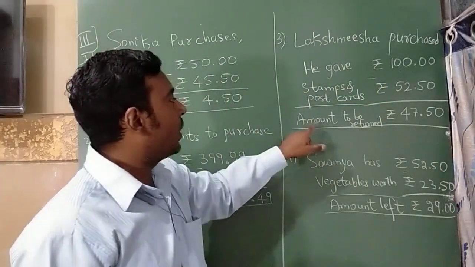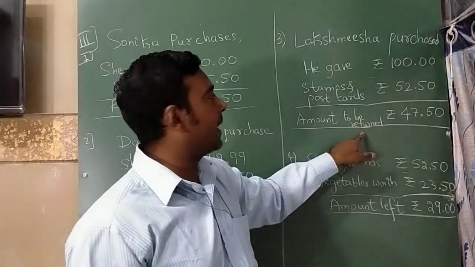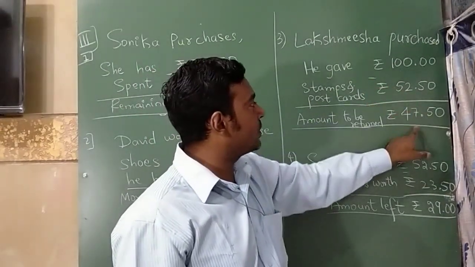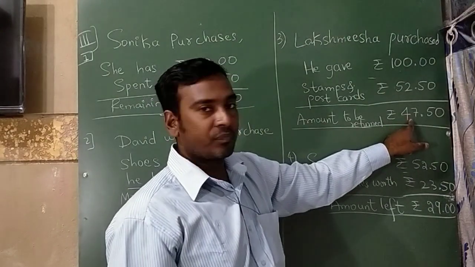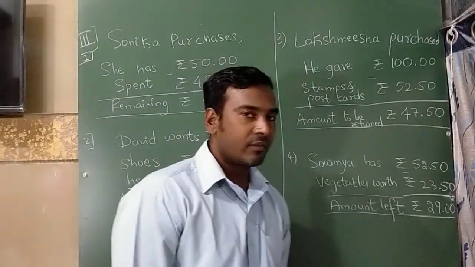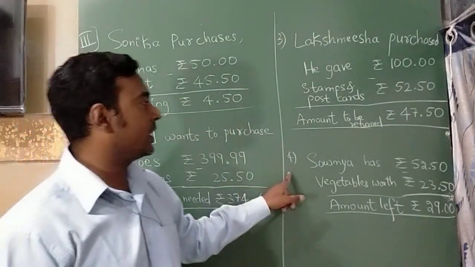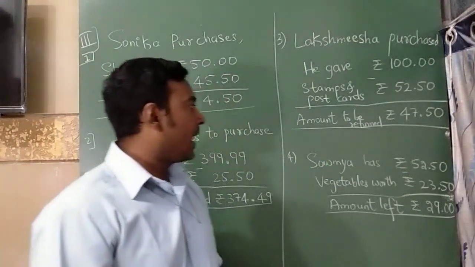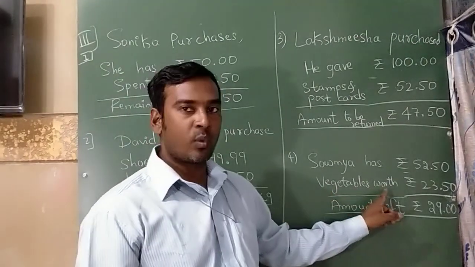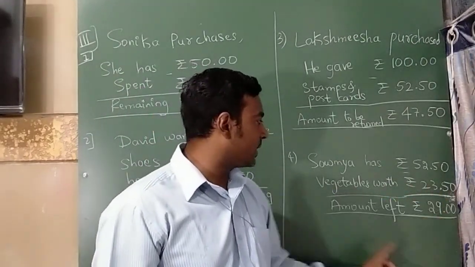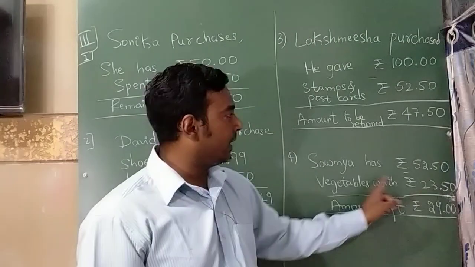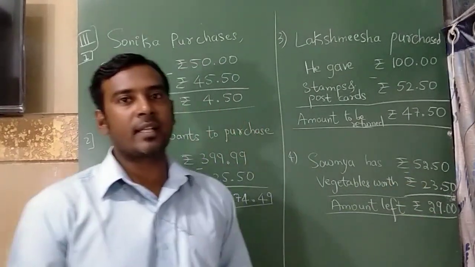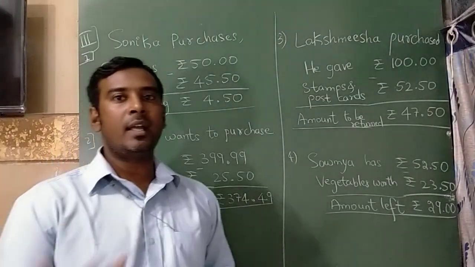to the person. So what is the amount to be returned by that person? So you need to subtract 100 minus 52.50. You will have rupees 47.50 remaining. Fine. Now the last question is, Soumya has rupees 52.50 and she has purchased vegetables worth rupees 23.50. So the amount left with her is, if you subtract this, you will get rupees 29. This completes your exercise. Let's move on to the next exercise.